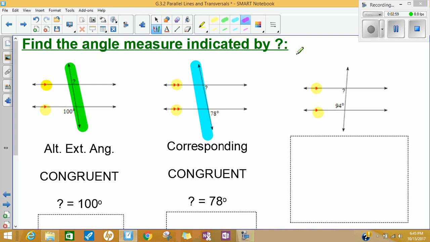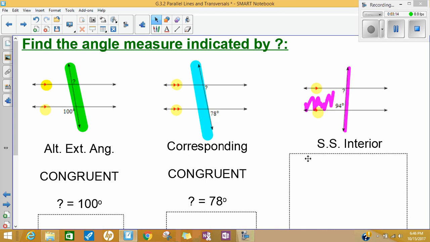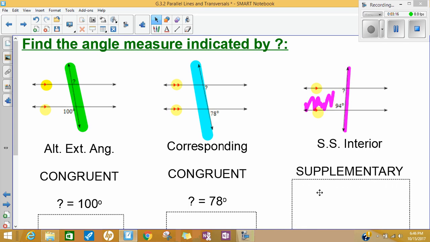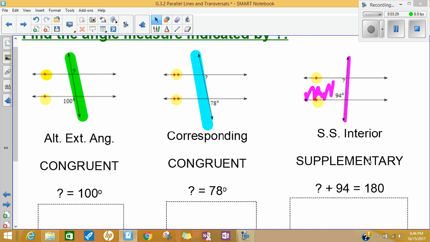In our final example, both of these angles are on the same side of the transversal. They're on the interior, they're between the 2 parallel lines. So that means that these 2 angles are same side interior. They're going to be supplementary, so they should add up to 180 degrees. So we can write an equation that the question mark, the angle we're looking for, plus the angle we know, 94, should add up to 180. And when we solve that simple equation, we get that the missing angle is 86 degrees.